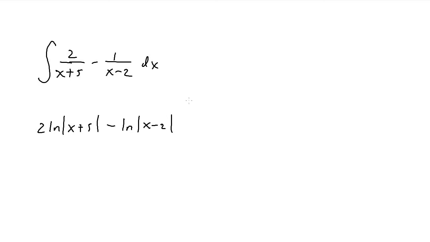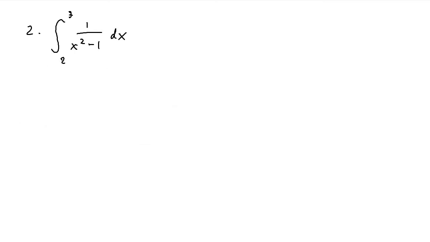Since this is an indefinite integral, I need to add the plus c, and that's the final answer. So now for number 2, let's say we have the integral from 2 to 3 of 1 over x squared minus 1 dx. Since this is a bottom heavy fraction, we can go ahead and use partial fraction decomposition.